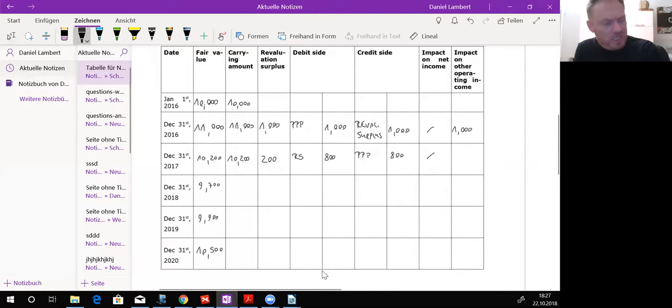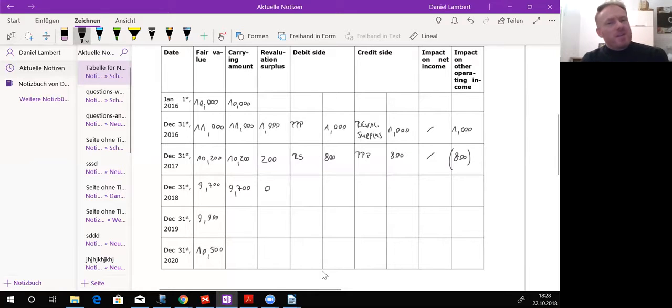And the other operating income goes down by 800. So we put it in brackets, meaning that it goes down, it shrinks by 800 euros. Now, it goes further down. It even touches the historical cost of 10,000, and it goes even further down to 9,700. So carrying amount, 9,700. And the revaluation surplus that we created 2 years ago, it was 1,000, then it was 200, now it's nothing at all. It is nothing any longer. The revaluation surplus is equal to 0.